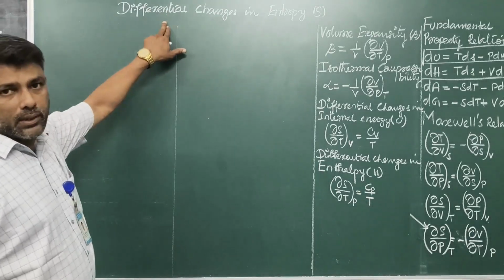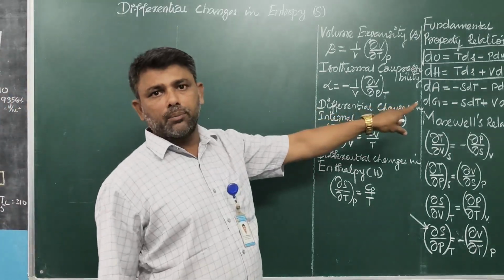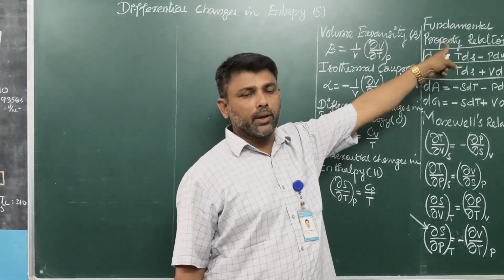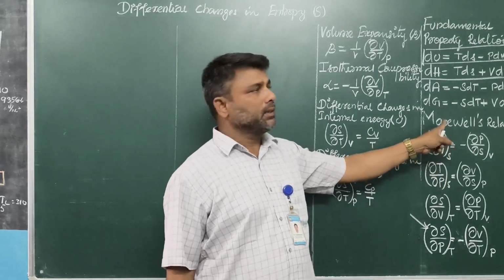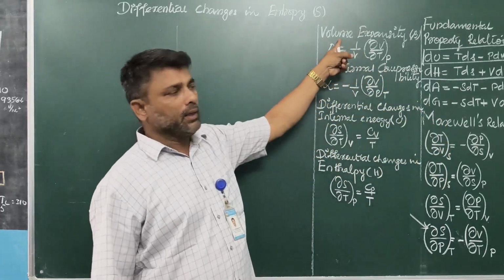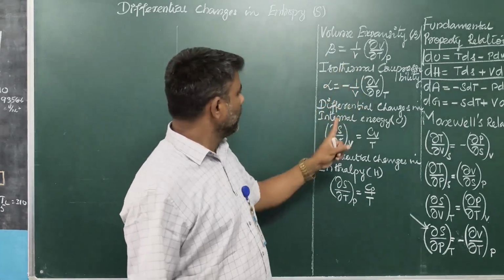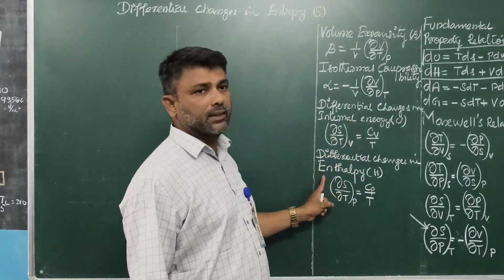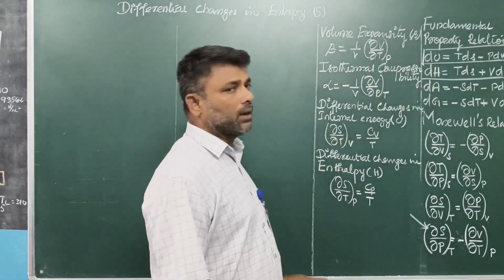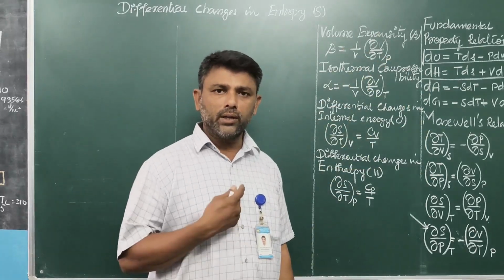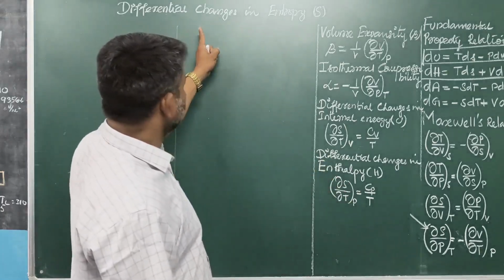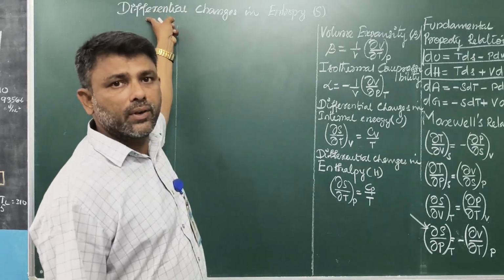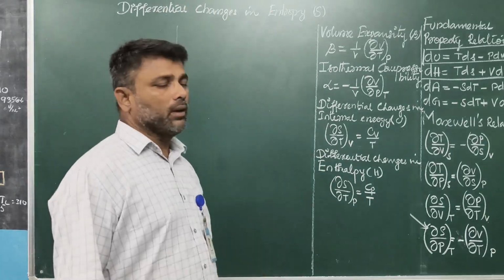Before entering into this discussion, some of the information from my previous videos is represented here. One is the fundamental property relation, second is Maxwell's relations, and others are volume expansivity, isothermal compressibility, and the differential changes in internal energy as well as differential changes in enthalpy. This information is very helpful in establishing the derivation to find the total differential changes in entropy of the system.